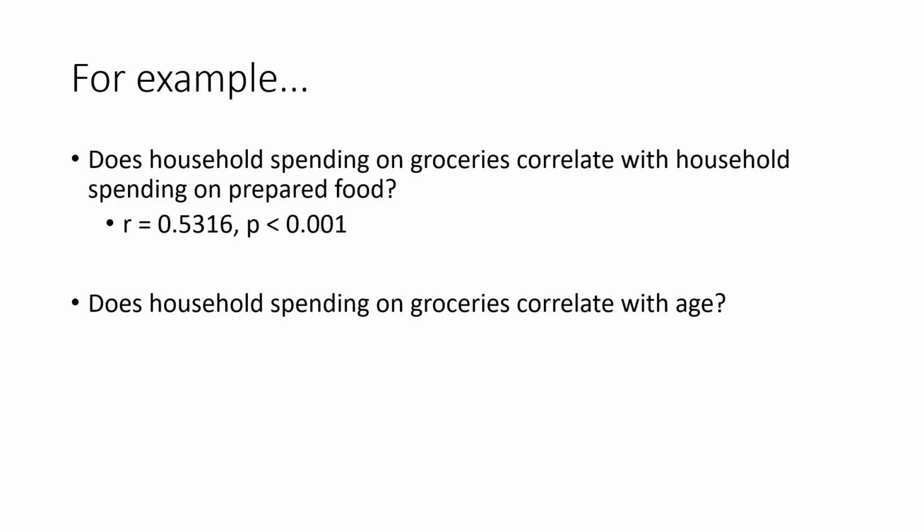How about age? Does food spending correlate with a person's age? And the answer, unsurprisingly, is not really. We do have a highly significant p-value. That's probably due to the fact that we have an incredibly large sample size, but the correlation coefficient is only 0.06. That's very close to zero. And this makes sense. There's no real reason that one's age may have an impact on how much you spend on food. And there's definitely no way that how much you spend on food is going to impact your age.